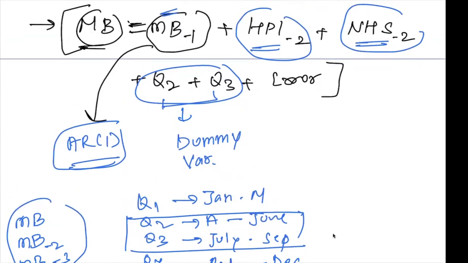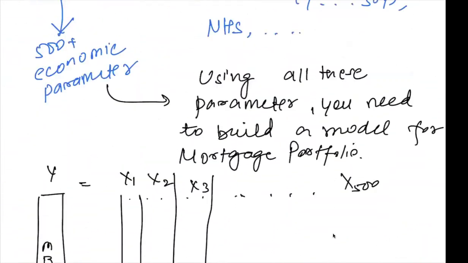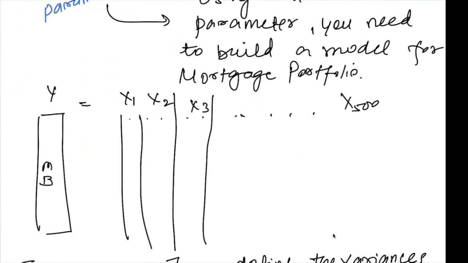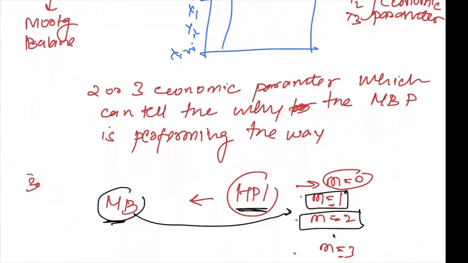Did you now understand the second step? The second step was variable selection. After you did the variable selection, the next step is nothing but trying different time series models.